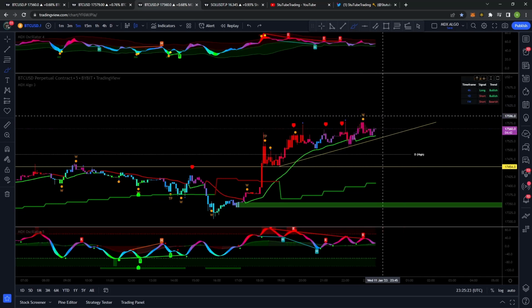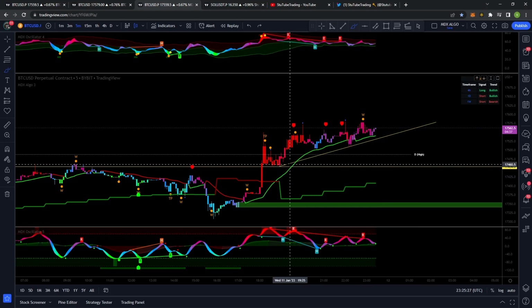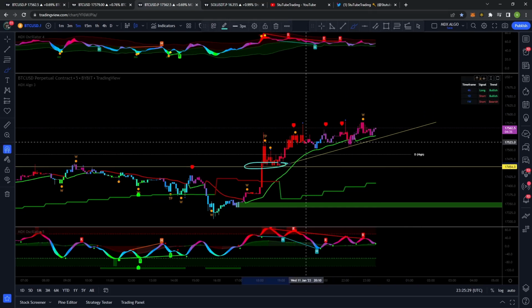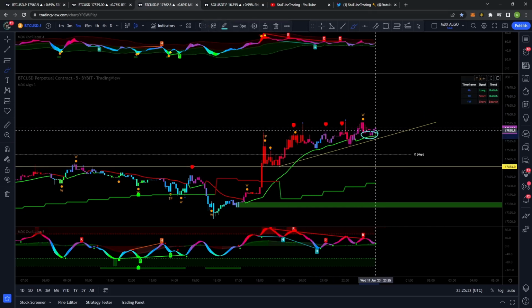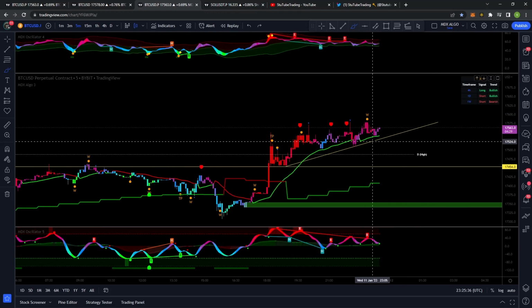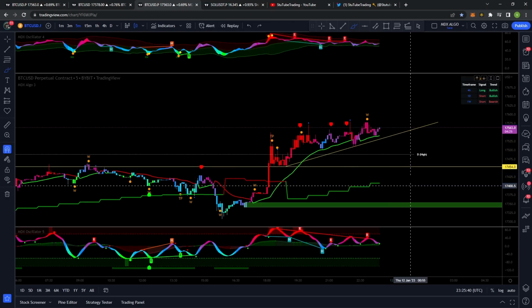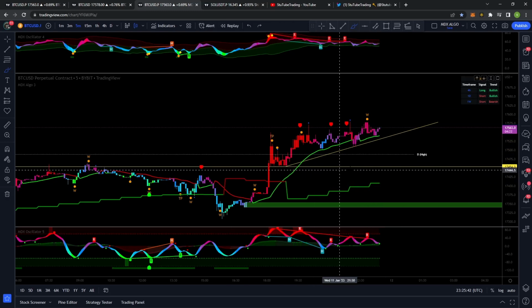It absolutely makes sense that we could end up dumping down to those levels. We do have this potential micro support back here as well. We just tested this EMA. Really, I don't think Bitcoin's in too bad of a position. Just don't be too caught off guard if we do end up dumping a little lower to some lower support levels.